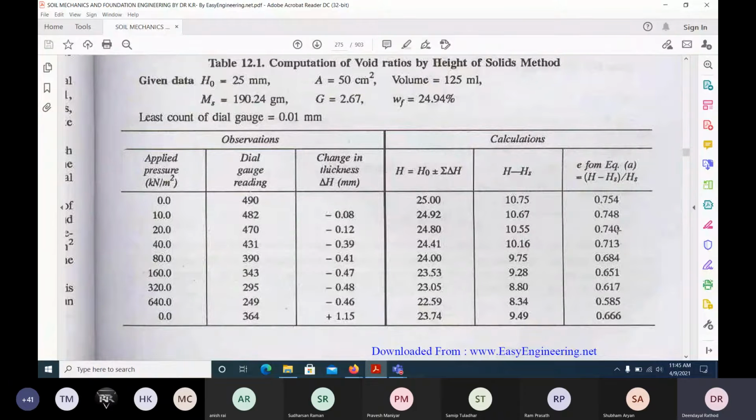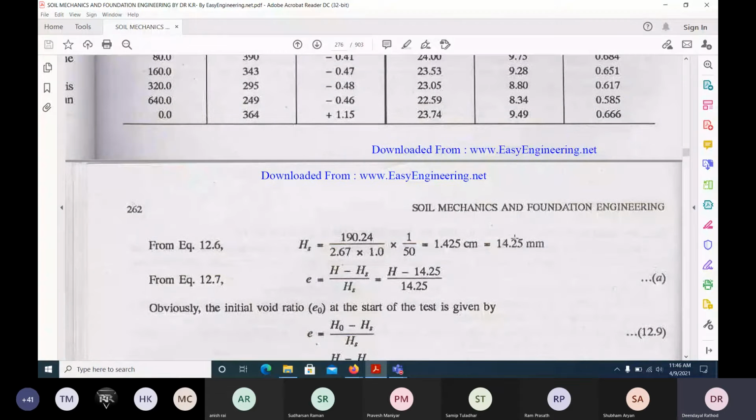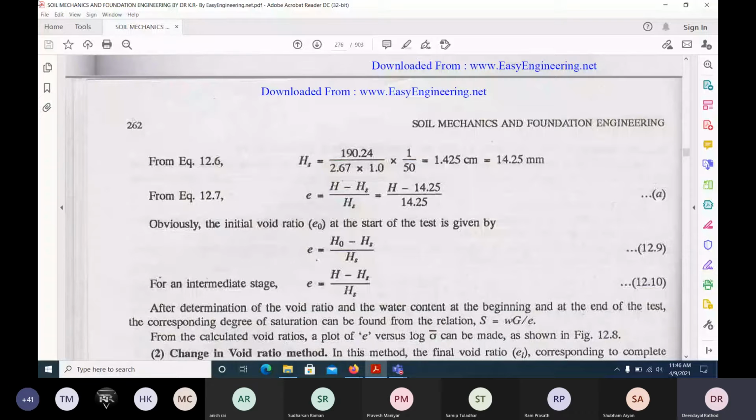So what we have done here exactly, at different stages of a load, we are able to find out the void ratio by using the height of solids method. Understand? Some calculations are given here on how to find HS. HS is the H minus this one, whatever formula you have used. Once you get HS, you will get the void ratio.